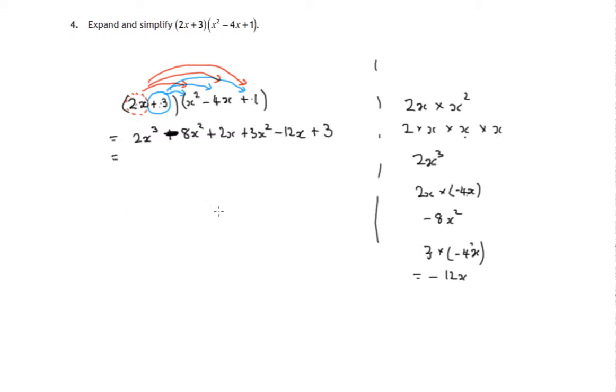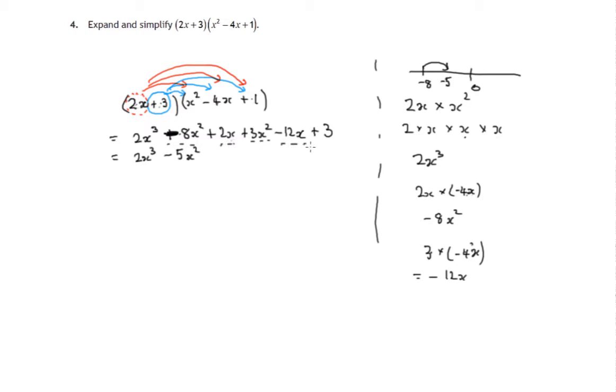Let's look at similar terms. We've only one term there with an x cubed in it, and that term is 2x cubed. We have a couple of terms with x squared in it. We've got minus 8 of them plus 3 of them. Now think of the number line. Negative 8 plus 3, you'd end up at negative 5. So that's negative 5 lots of x squared.